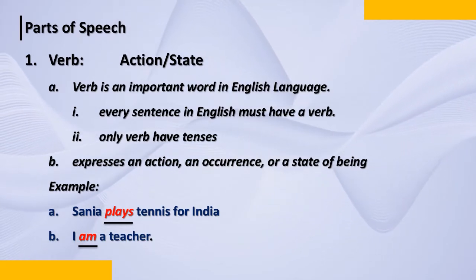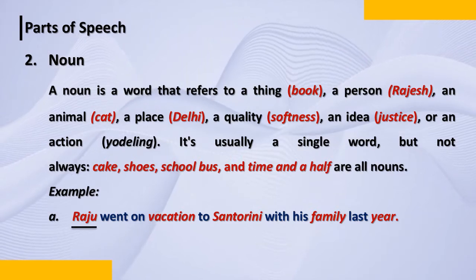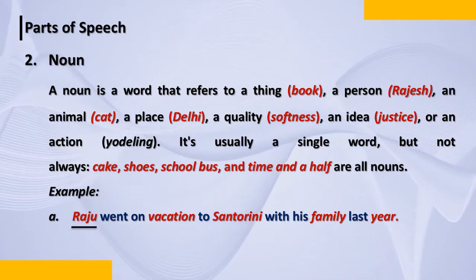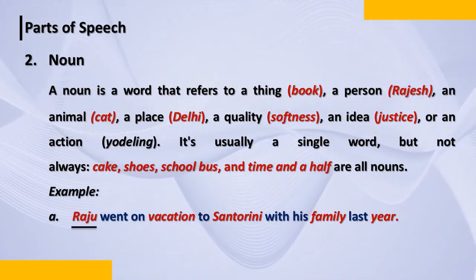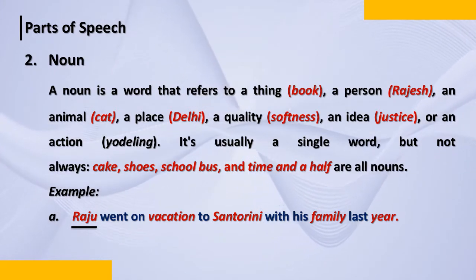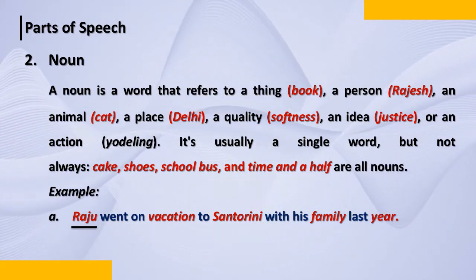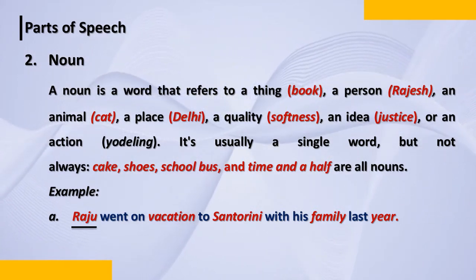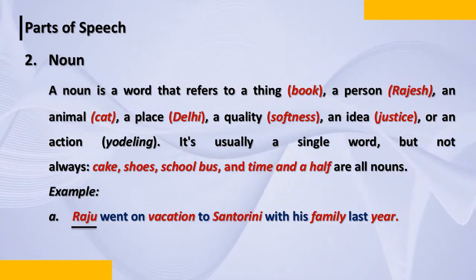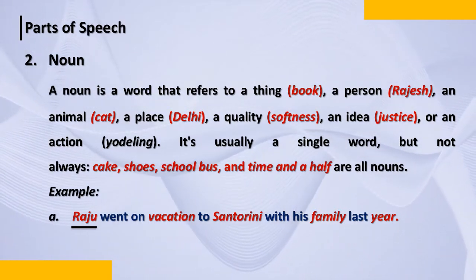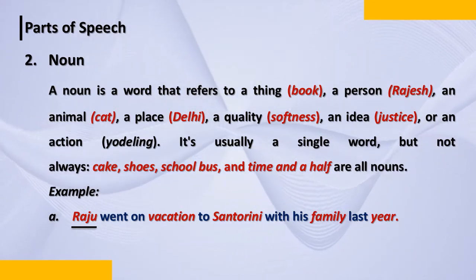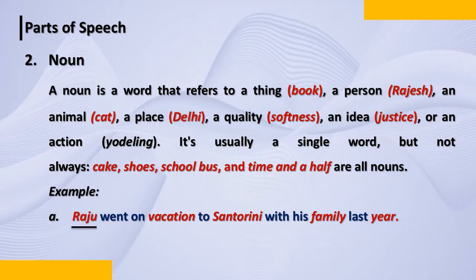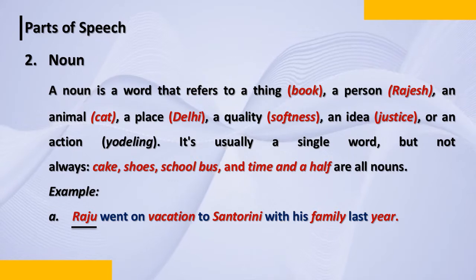Now let's move to the second one, the noun. A noun is a word that refers to a thing, for example book, a person, Rajesh, an animal, a cat, a place, Delhi, a quality, softness, an idea, injustice or justice, or an action, yodeling. It's usually a single word but not always. Examples, you have cake, you have shoes, you have school bus, and time and a half are all nouns.